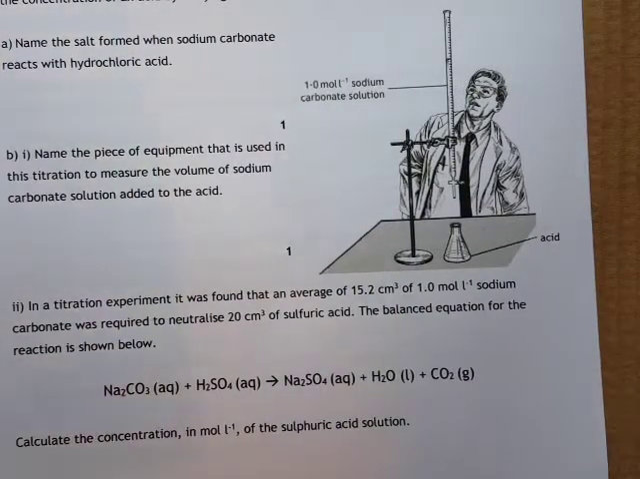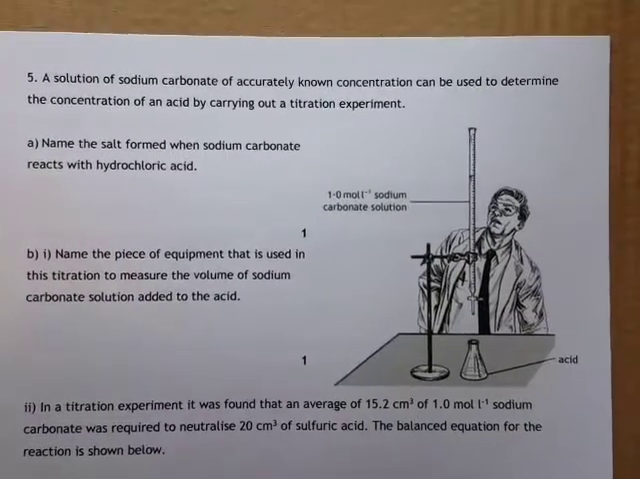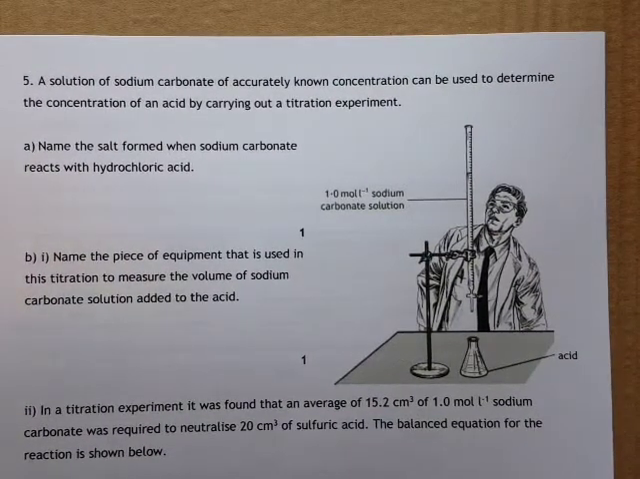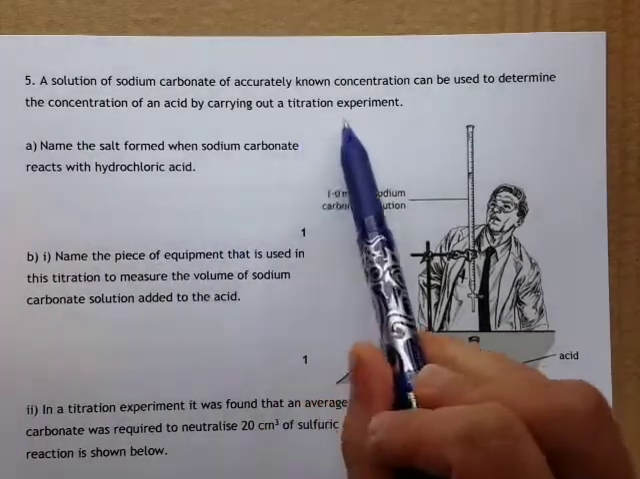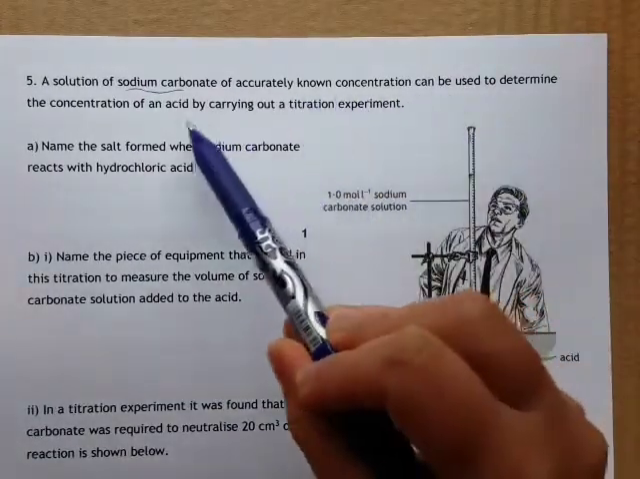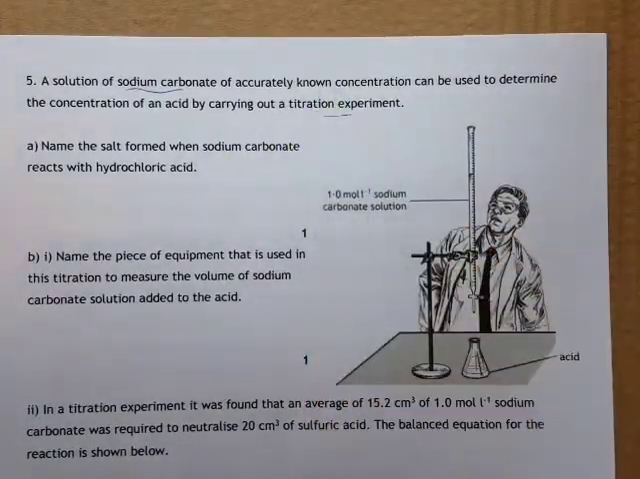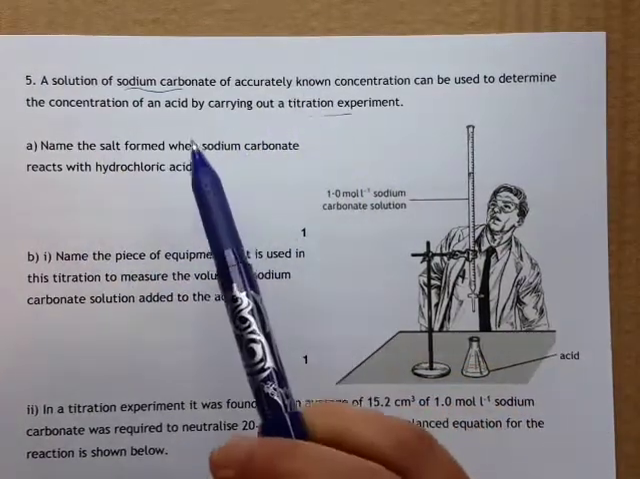Question 5. So question 5 says a solution of sodium carbonate of accurately known concentration can be used to determine the concentration of an acid by carrying out a titration experiment. So sodium carbonate, concentration of acid, titration experiment. Okay, so that's given me an idea that this question is all about the acids and alkalis topic, titration as well.